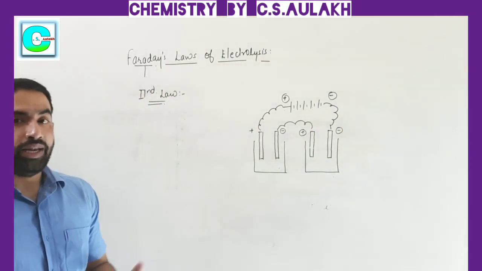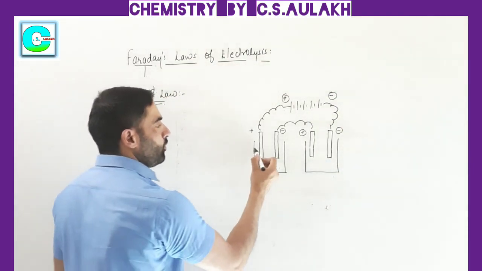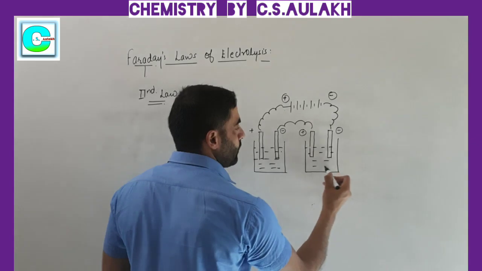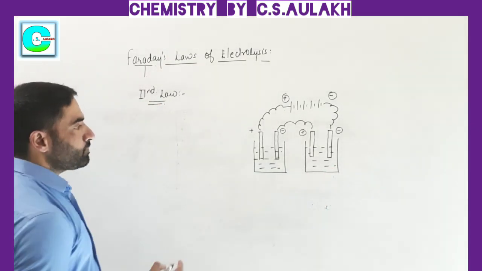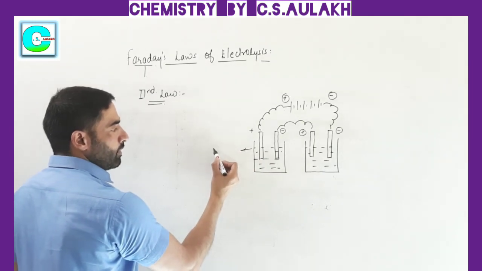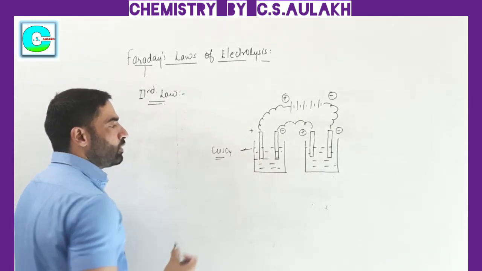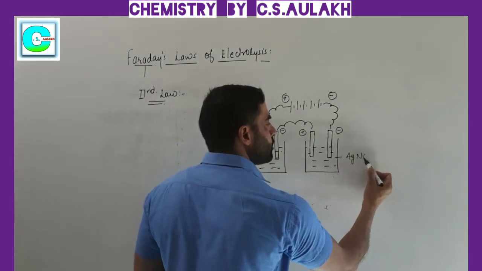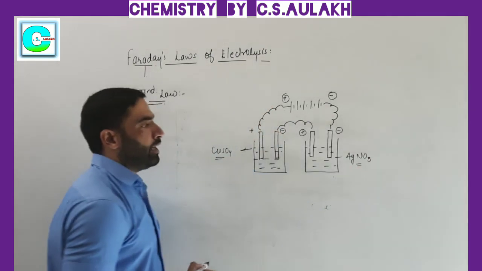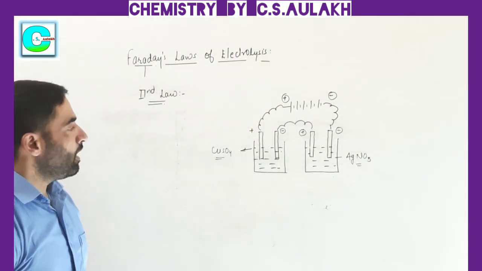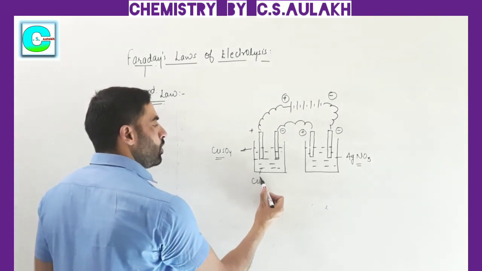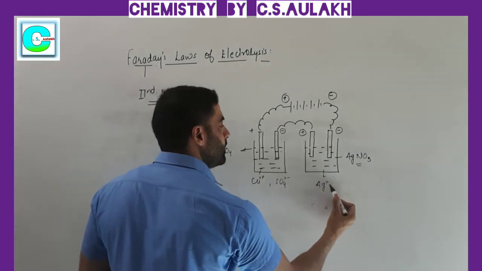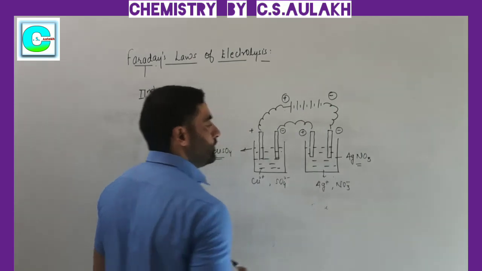So we have connected the two electrolytic cells in series and we are filling these two with the solutions of two different electrolytes. For example, in the first cell I am adding the aqueous solution of copper sulfate, and in the second cell I am adding the aqueous solution of silver nitrate. So it contains copper 2 ions and sulfate ions, while in the second there are silver ions and nitrate ions.